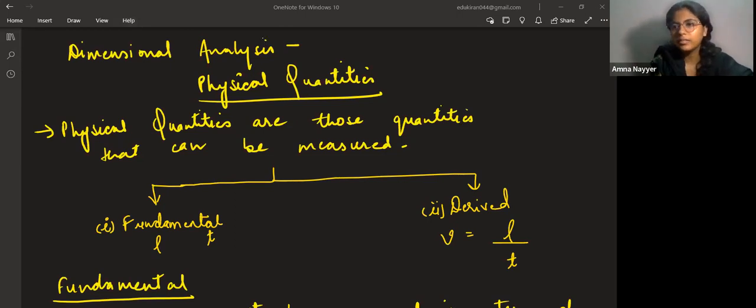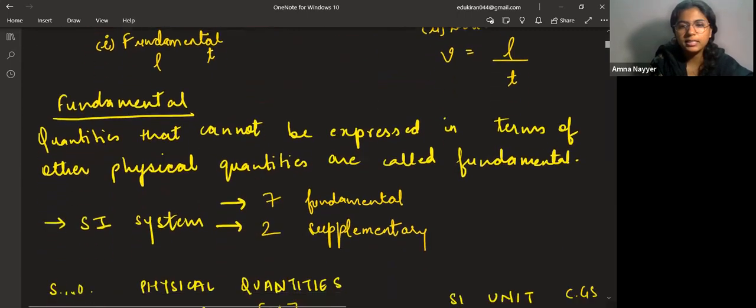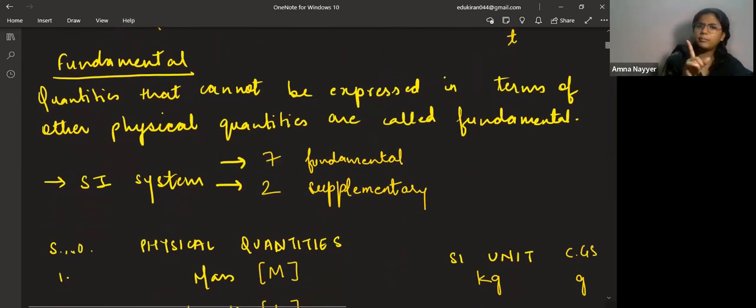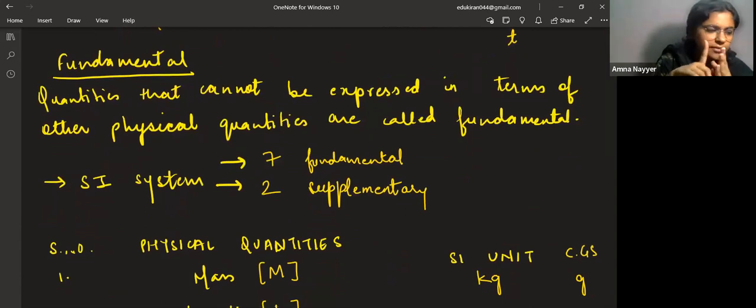Done. Now see regarding the fundamental quantities. So basically you have 7 fundamental quantities, and along with these 7 fundamental quantities, you have 2 additional supplementary quantities. All these quantities you are already aware of.